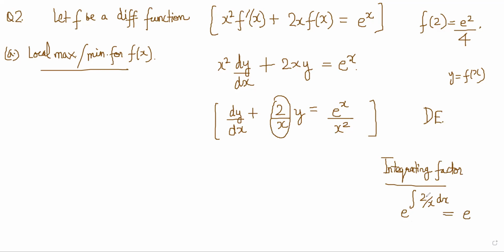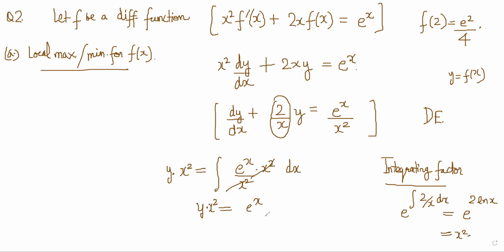It is integral of 2 by x becomes 2 ln x, right? So that is basically e power ln x square. So x square only, right? Correct. So y into x square would be integral of e power x by x square into x square dx. So I will explain what is happening. But right now it is coming e power x. y into x square is equal to e power x. Therefore, y is equal to e power x by x square.